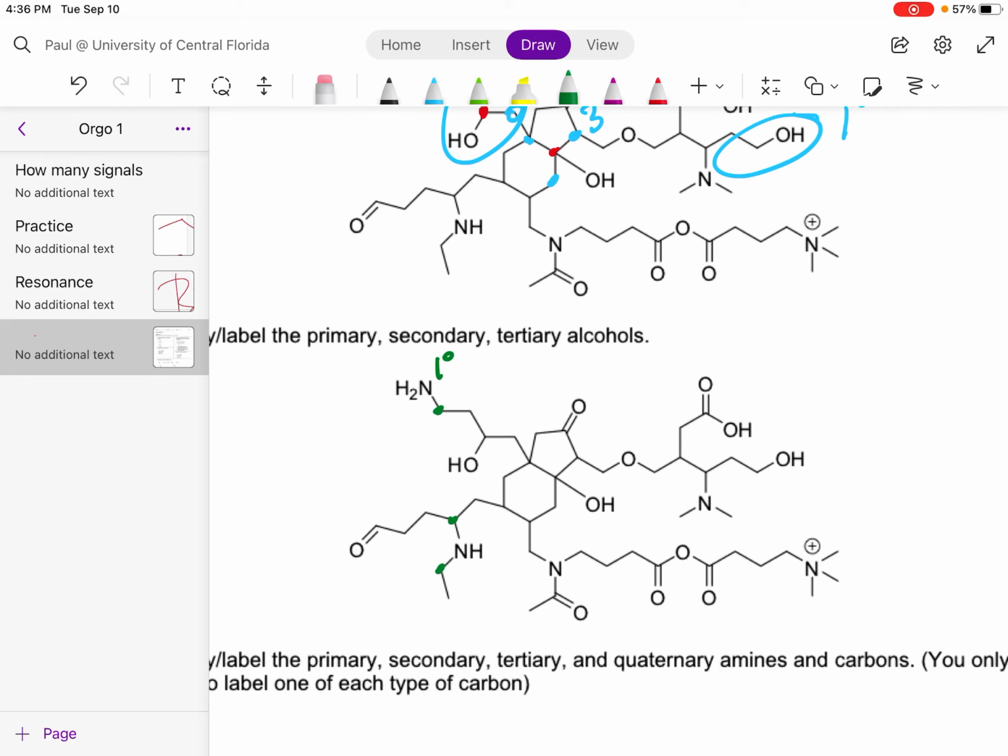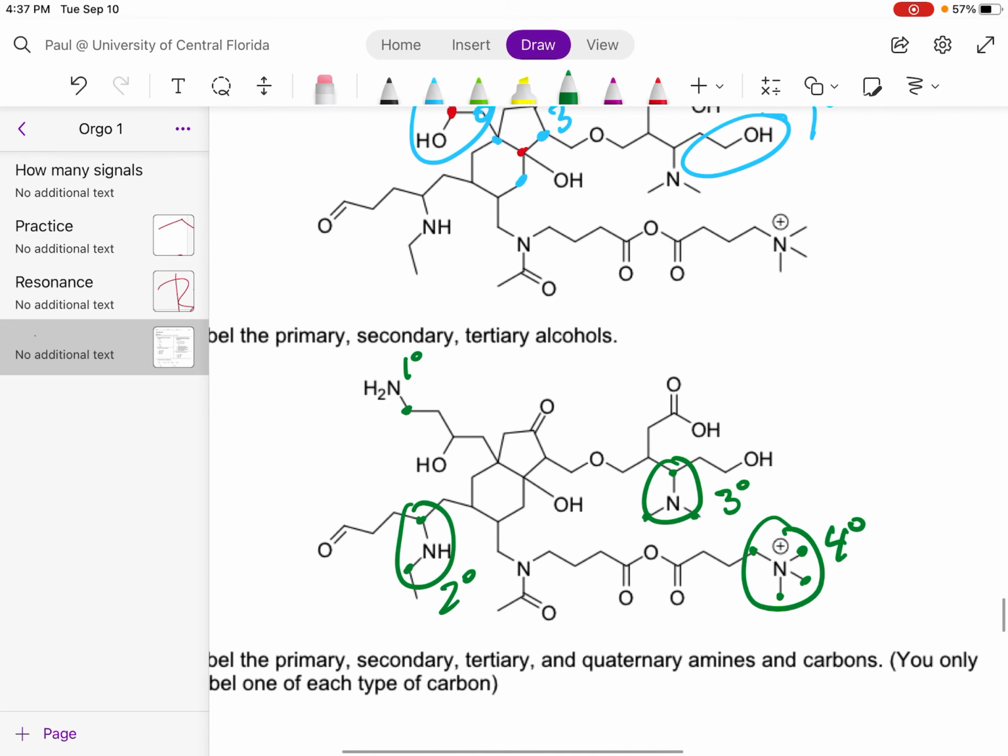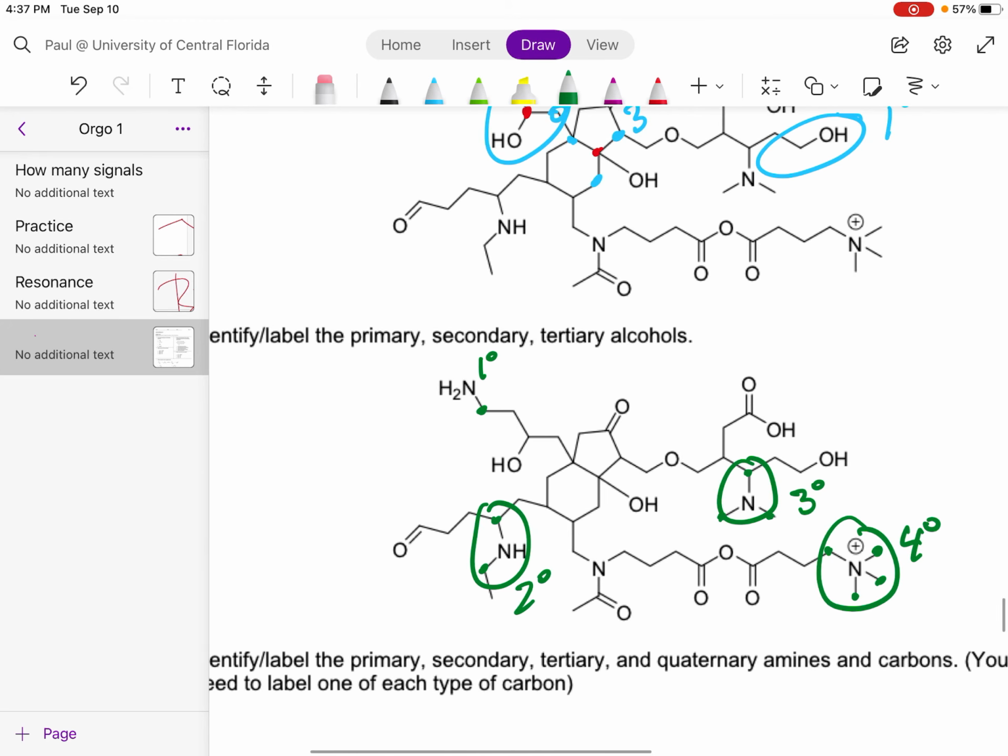This one right here is a secondary amine. This one is a tertiary amine. And then this one right here is a quaternary amine. And then it said also to find a primary carbon, a secondary carbon, and all that good jazz.